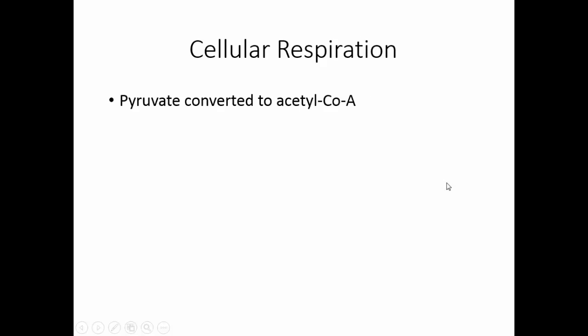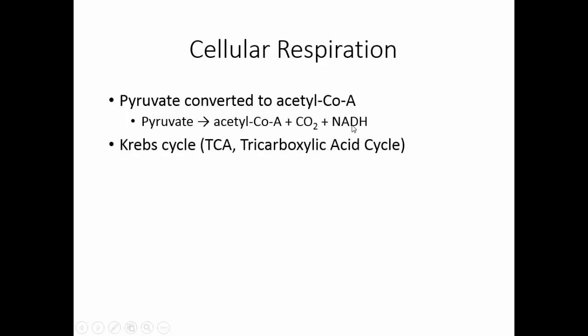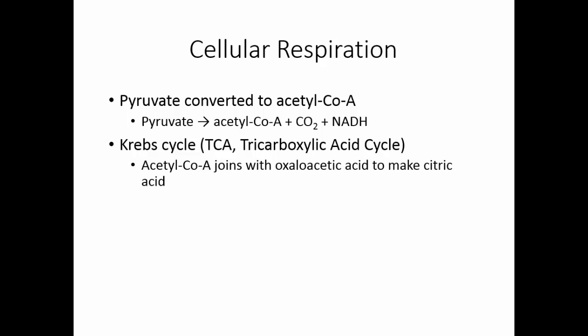Cellular respiration has an intermediate step now. We have to convert the 3-carbon pyruvate to a 2-carbon molecule known as acetyl-CoA. Again, we're breaking bonds. We're breaking a carbon off of the pyruvate, so we get some carbon dioxide. We liberate some electrons, so we reduce some more NAD. The acetyl-CoA is what goes into the Krebs cycle, also known as the tricarboxylic acid cycle, or TCA.